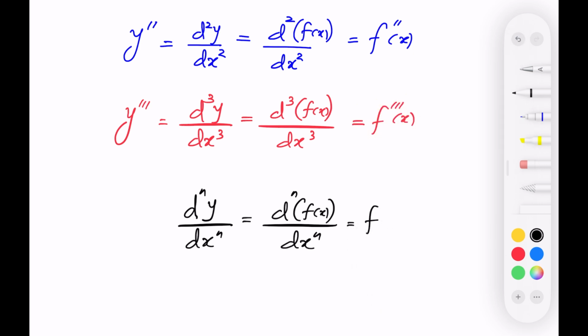F of x, we write the nth derivative within parentheses as a superscript. The parentheses are required, otherwise we might be misleading somebody who is reading this thing as f of x is raised to the nth power rather than f of x is differentiated n times. The same way we can write down y also as y superscript within parentheses n.